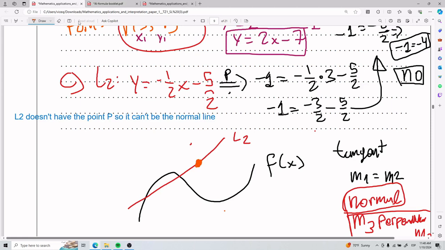Even more, what's truly happening, sorry, I actually messed up here. The point 3 comma negative 1 is this one. And so 3 comma negative 1 doesn't even fit in L2. If it would have fit, then you would need to see the slope and see if it's the same slope as f of x. In this case, this point doesn't belong to L2. So if it doesn't belong to L2, we don't care about it.